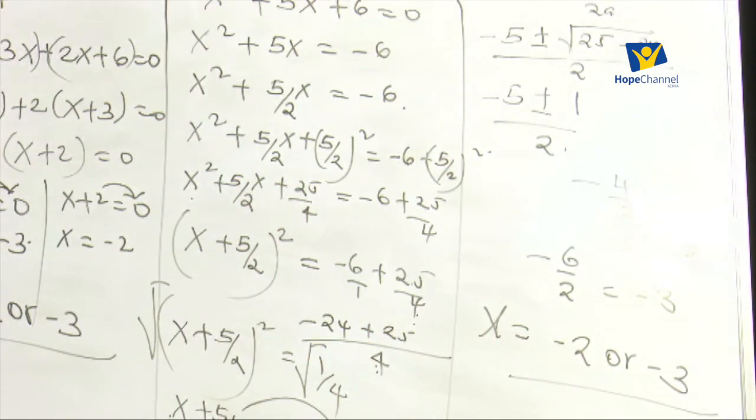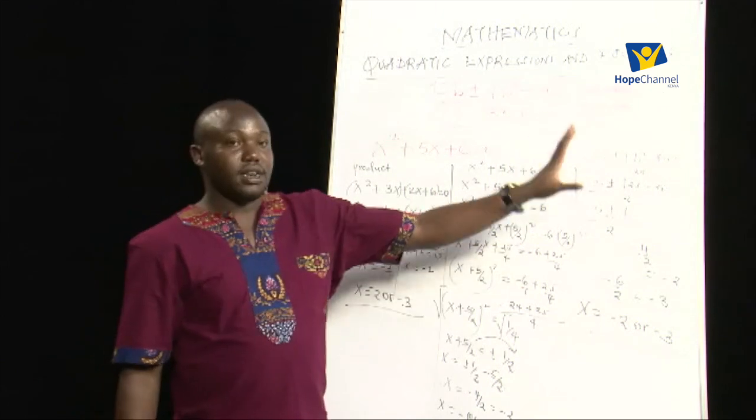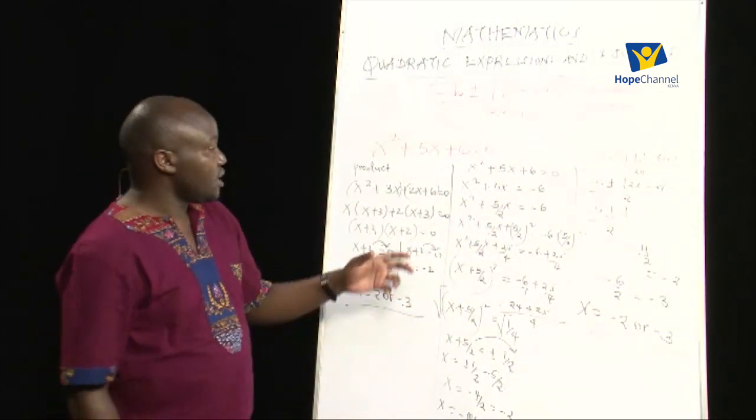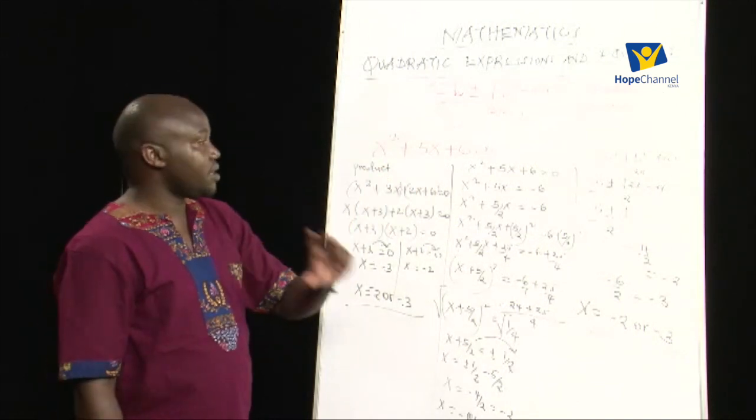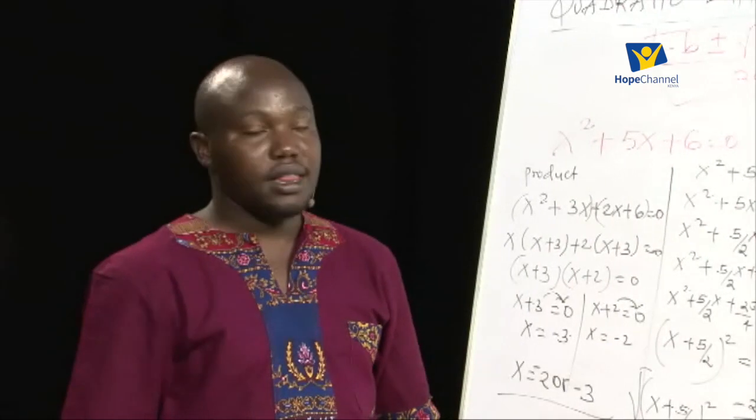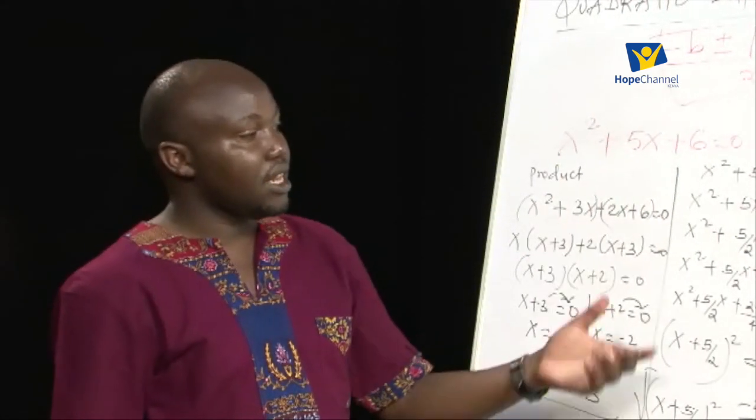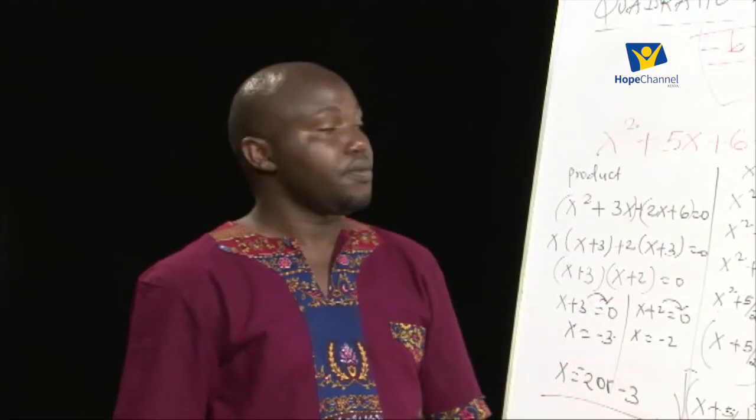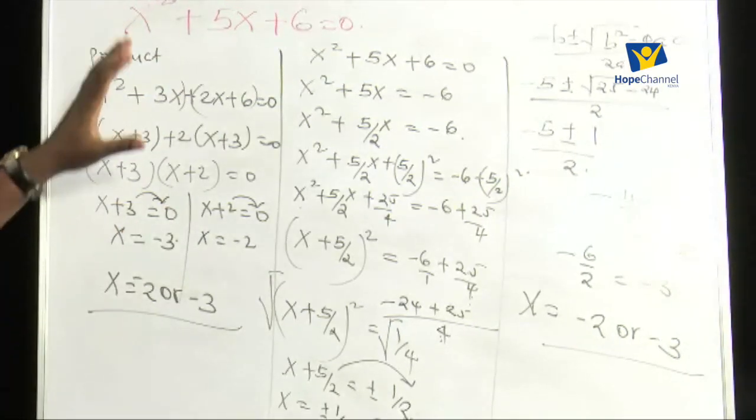You realize that all these methods have given us the same answer. But in an exam situation, an examiner can decide to be specific, saying solve that using the completing square method. And therefore it's very, very important for you to understand all these formulas from the word go.